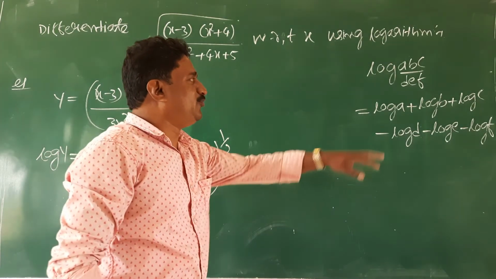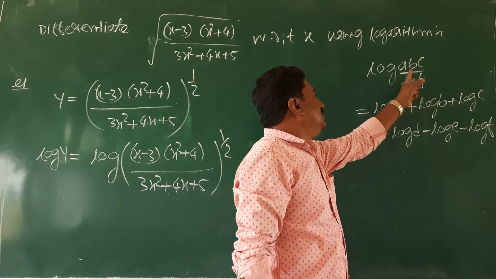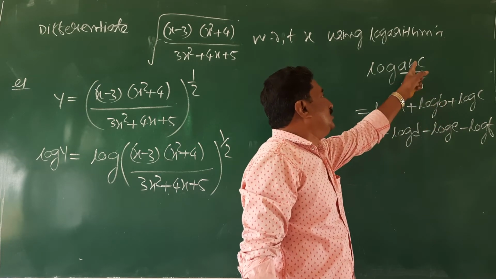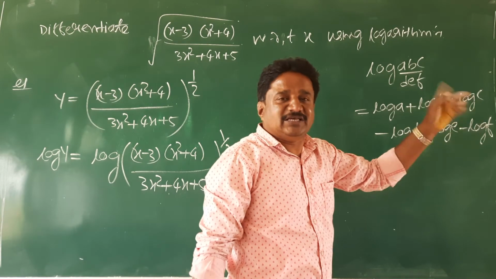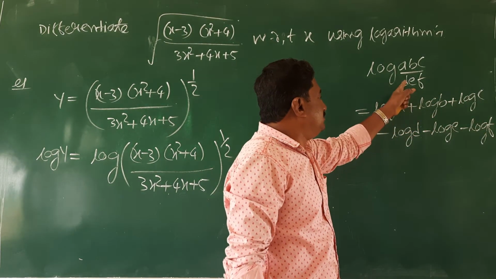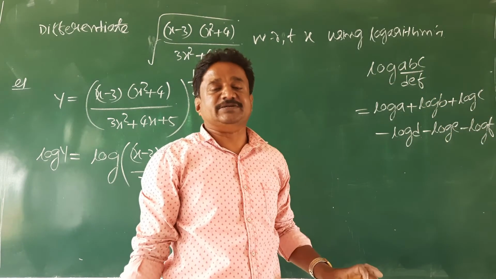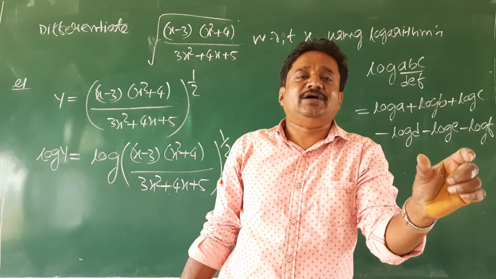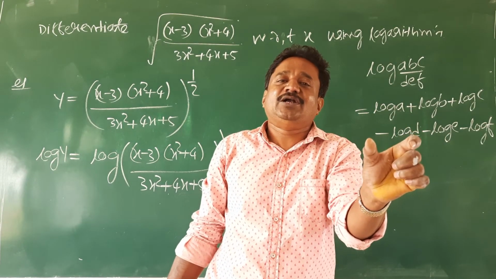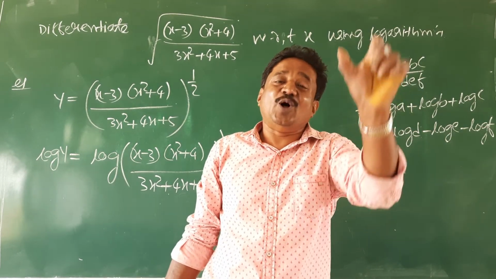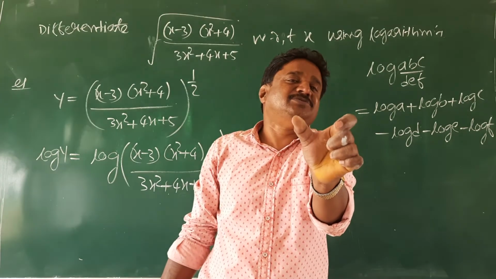Look at this laws of logarithm, students. Log A into B into C by D into E into F is log A plus log B plus log C minus, what is log M by N? Log M minus log N. Keep that in mind. For the numerator product, you use plus. For the denominator product, you use minus, because log M by N is log M minus log N. For the denominator terms, we use minus.